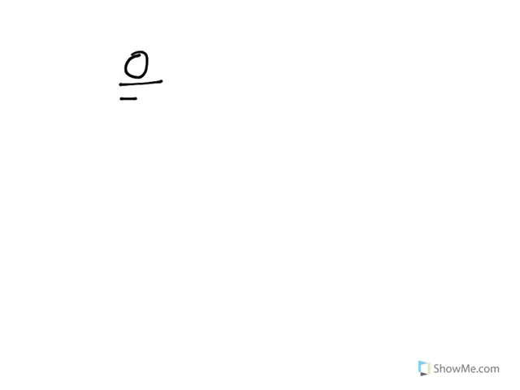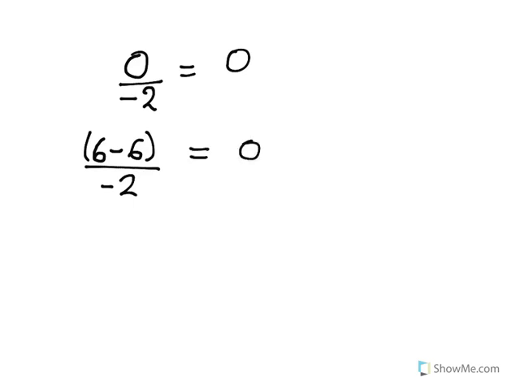0 divided by minus 2 will equal 0. If we've got nothing, it doesn't matter what we divide it by, we're always going to get 0 as our answer. Well, let's rewrite 0 as something else then. 0 can also be written as 6 minus 6 on the top, and we're still dividing it by minus 2. So we're still going to get 0, because here we've just substituted our 0 with the term 6 minus 6.